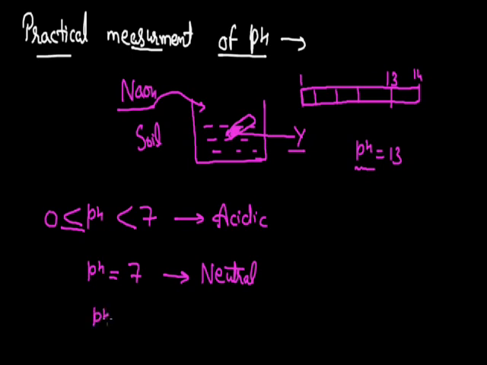And if the pH value is greater than 7 but lesser than or equal to 14, then this condition satisfies the presence of basic substance, and this kind of pH value indicates that the behavior of this solution is basic in nature. So that is how we can measure the pH of any solution in the laboratory. Now, every time it is not possible to measure the pH of any solution practically, so mathematically we can also calculate this.